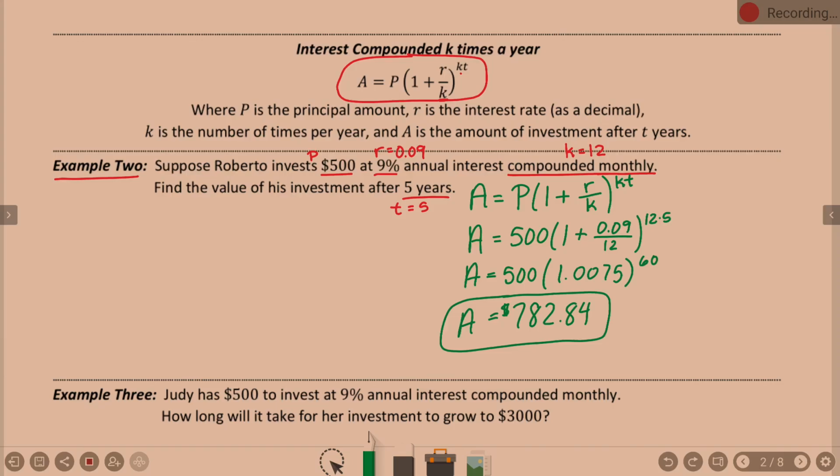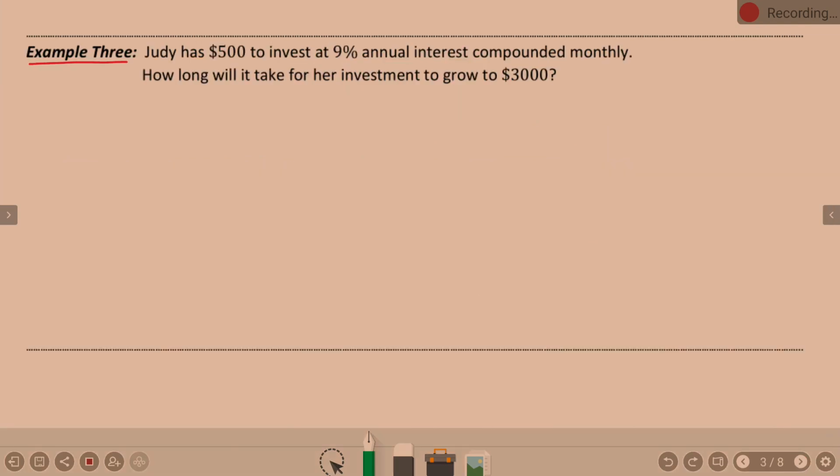Okay? Are we good here? Basics? Okay. Let's look at example 3. Example 3.